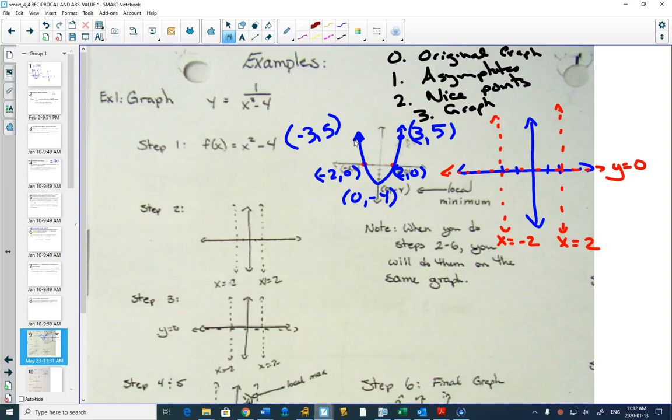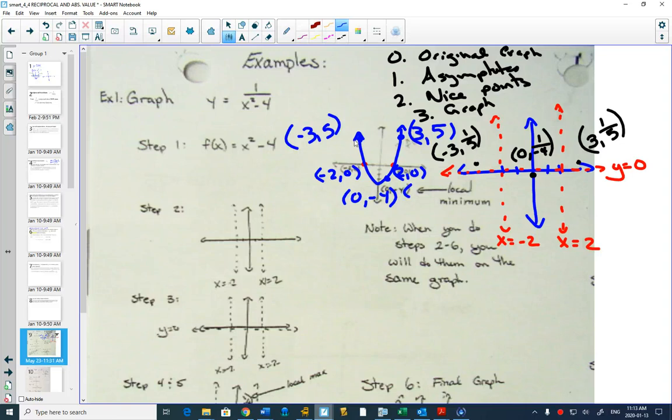You've drawn your asymptotes. Next, let's look at some nice points. Okay? What happens to (0, -4)? It becomes (0, 1 over -4). What happens to (3, 5)? It becomes (3, 1 over 5). (-3, 5). (-3, 1 over 5).